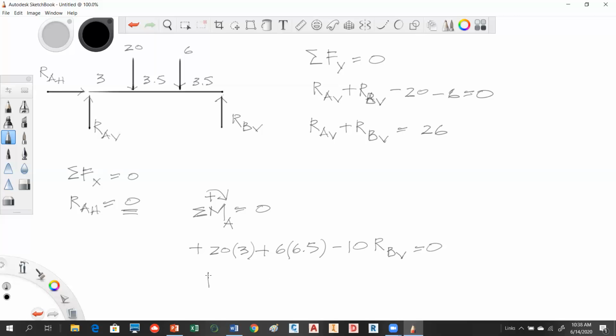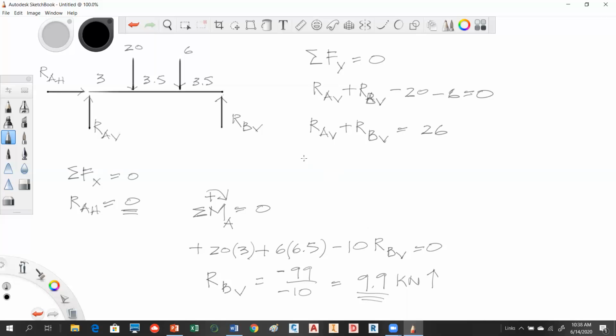So this is solvable for RBV. If we do the math on this, we'll see that this times this plus this times this should give us a negative 99 when we come across. Divide that by a negative 10. That gives us 9.9 kilonewtons. The positive result is telling me that it is acting in the direction that I indicated initially. So that's my one answer.